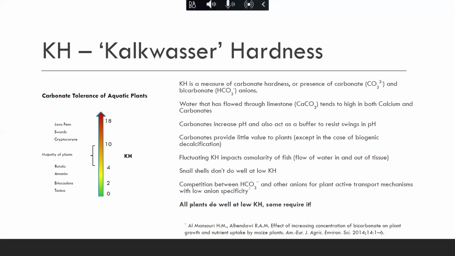Fluctuating KH impacts the osmolarity of the fish, or their ability to keep all of their salts within their body. Fish can handle big changes in pH, but they can't handle big changes in KH. So if you are using RO water and adjusting the carbonate hardness of the water, make sure you're doing that before you add the water to the tank and not while your fish are in there, because it could cause some problems.